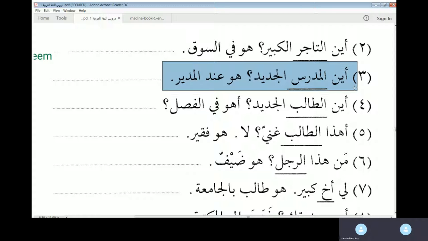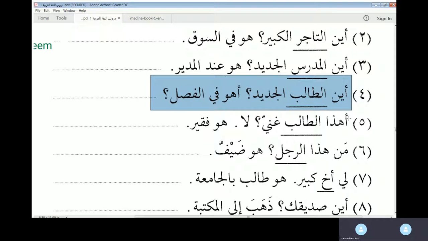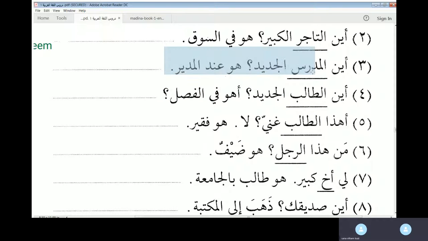Aina al-mudarris al-jadid? Where is the new teacher? Huwa 'indal mudir, he is with the principal. Aina al-mudarrisun al-judud? Where are the new teachers? Hum 'indal mudir. What is the plural of mudarris? Mudarrisun. They are all with the headmaster.